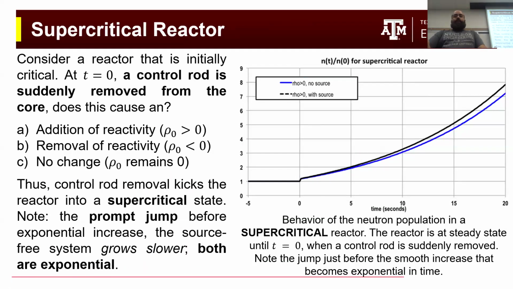So the next one is a supercritical reactor, and we want to basically just start by imagining that we were initially critical. So from -5 up to time 0, where something is happening, the reactor is critical, so our population is constant. And then at this point in time, t equals 0, a control rod is going to be removed from the core. If we remove a control rod, is that going to add reactivity, remove reactivity, or have no change in our reactivity?